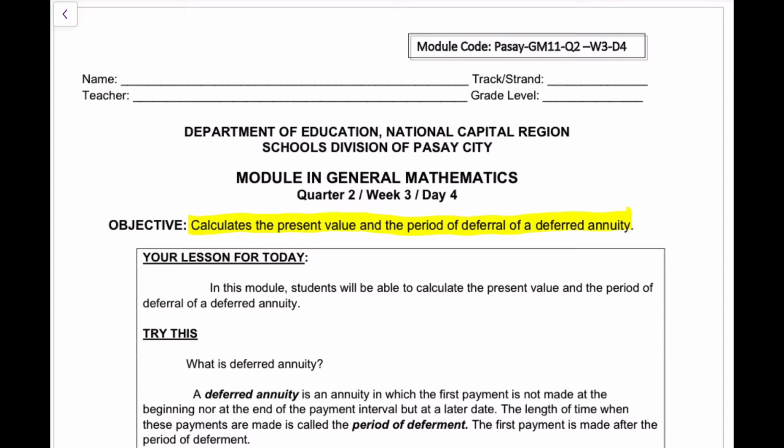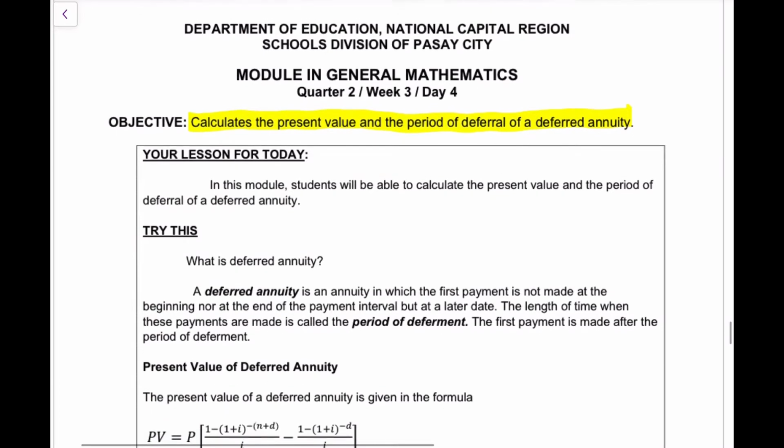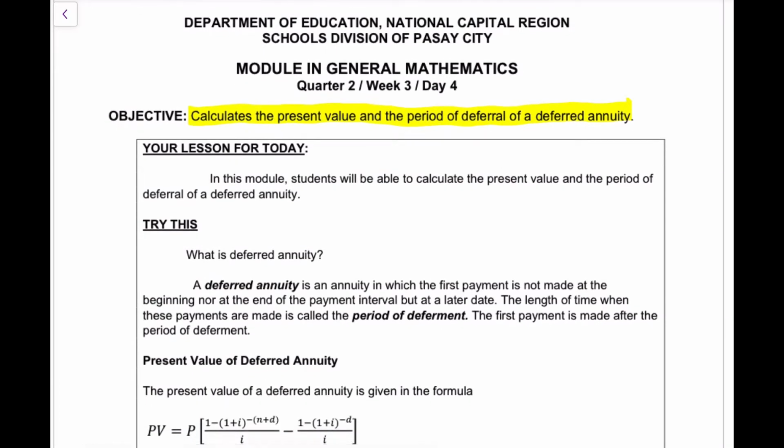So I have mentioned to you before what an annuity is. We have the simple and general, and there's another annuity that we are talking about. This is what we call the deferred annuity. It's an annuity in which the first payment is not made at the beginning nor at the end of the payment interval, but at a later date. The length of the time before those payments are made is called the period of deferment. So the first payment is made after the period of deferment.